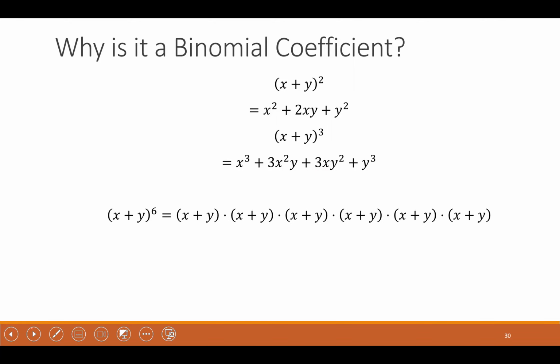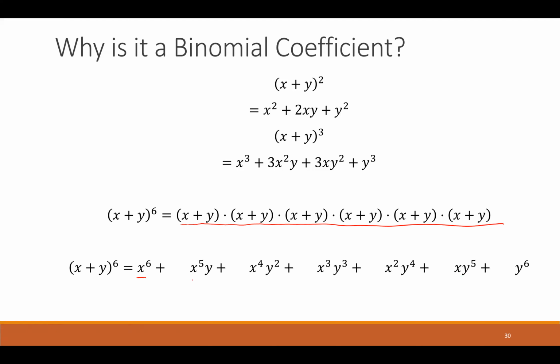Okay, so what about x plus y to the 6th? Now this might get a little messy. I can expand it out in this manner. What do I know? I basically know how my x's and y's are going to combine. I'm going to have one term of x to the 6th, one term of x to the 5th y, one term of x to the 4th y squared, etc. Each of these will be represented. All I need to figure out is the coefficients. So how do I figure out the coefficients?